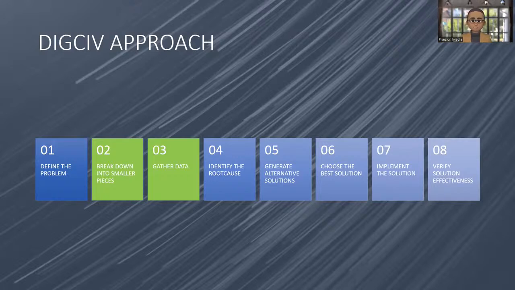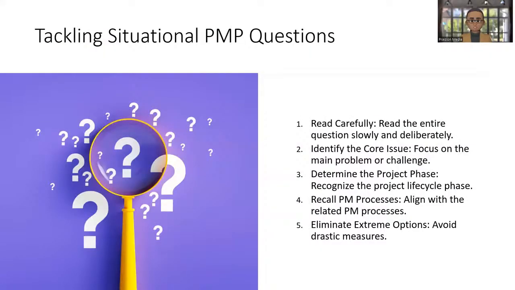I call this the Dig-Civ approach. The overarching framework is to define, identify, generate, choose, implement, verify. Steps 2 and 3 have been added for clarity purposes, breaking down the problem and gathering data. Let's move on. In conclusion, these are how you will tackle situational questions. This is going to help your thought process.